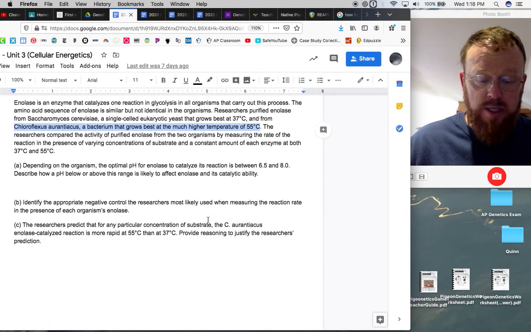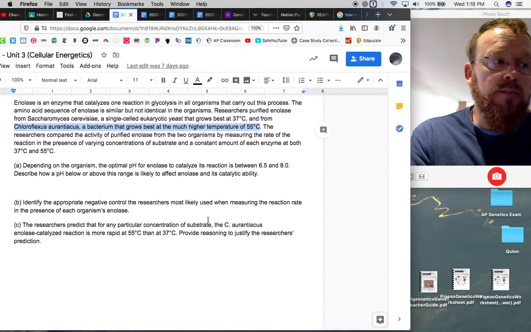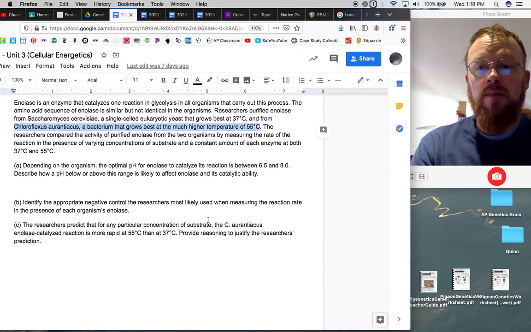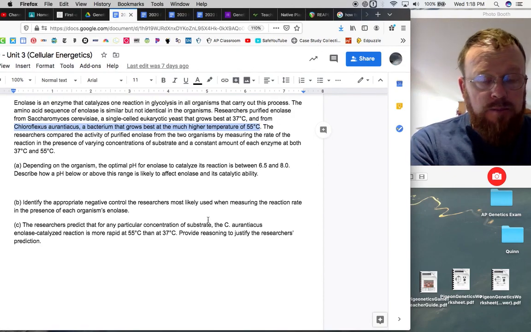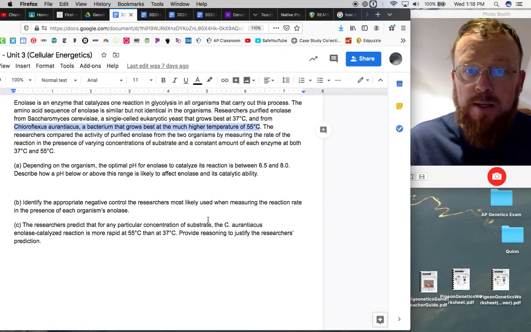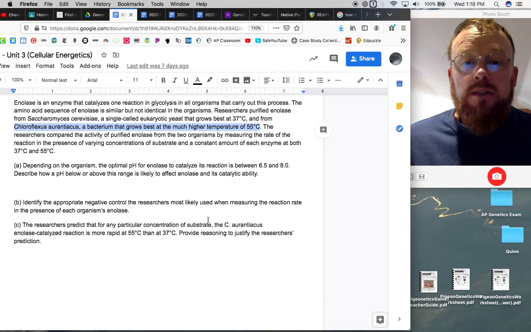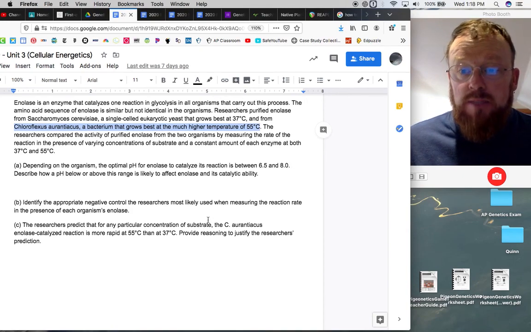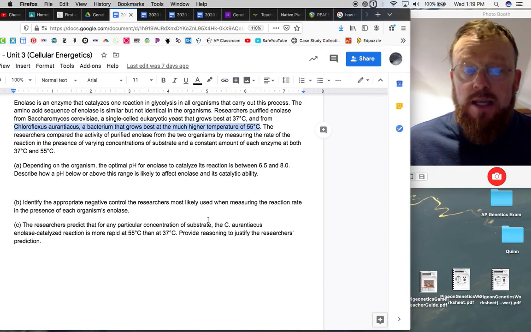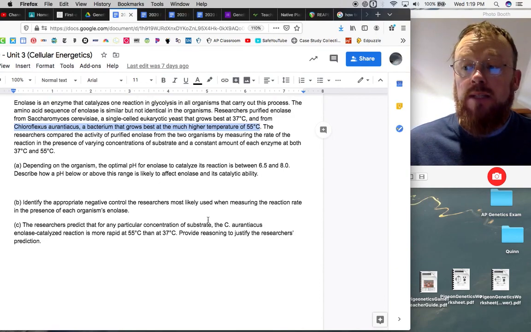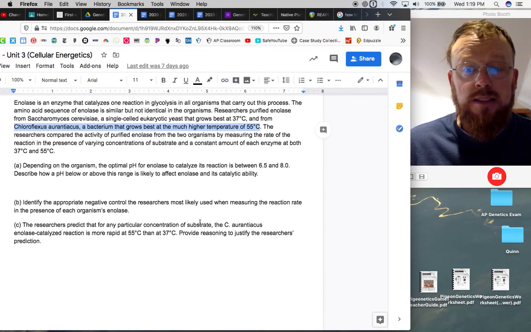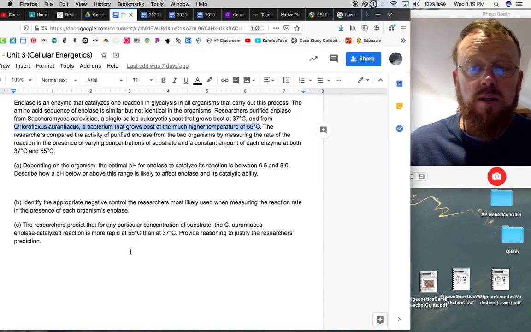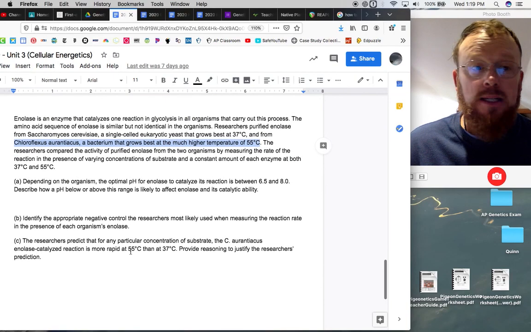So just like a pH change can denature an enzyme, so too can a temperature change, which you may remember from experiments we did this year. So we would expect that enzyme that came from the organism that thrives in the 55 degree temperature would create a more rapid reaction. And that is it for that one.